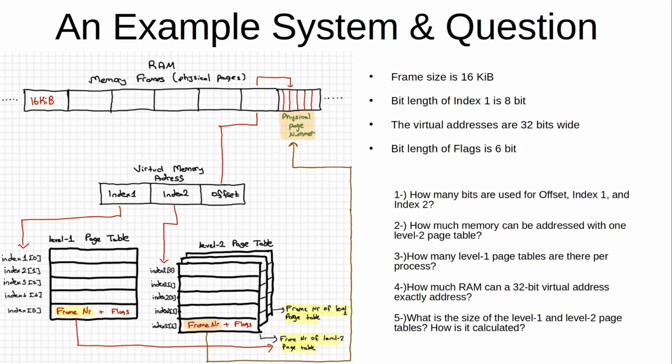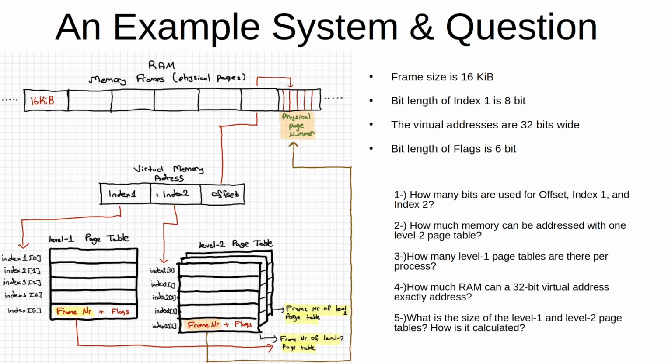Now, a virtual memory address has three parts: index 1, index 2, and an offset. Index 1 tells us which entry to pick inside the level 1 page table. That entry holds a frame number which points to one of our level 2 page tables. Then index 2 tells us which entry to pick inside that level 2 table. That entry's frame number points to the actual physical frame in RAM. And the offset tells us exactly which byte within that frame we are after.